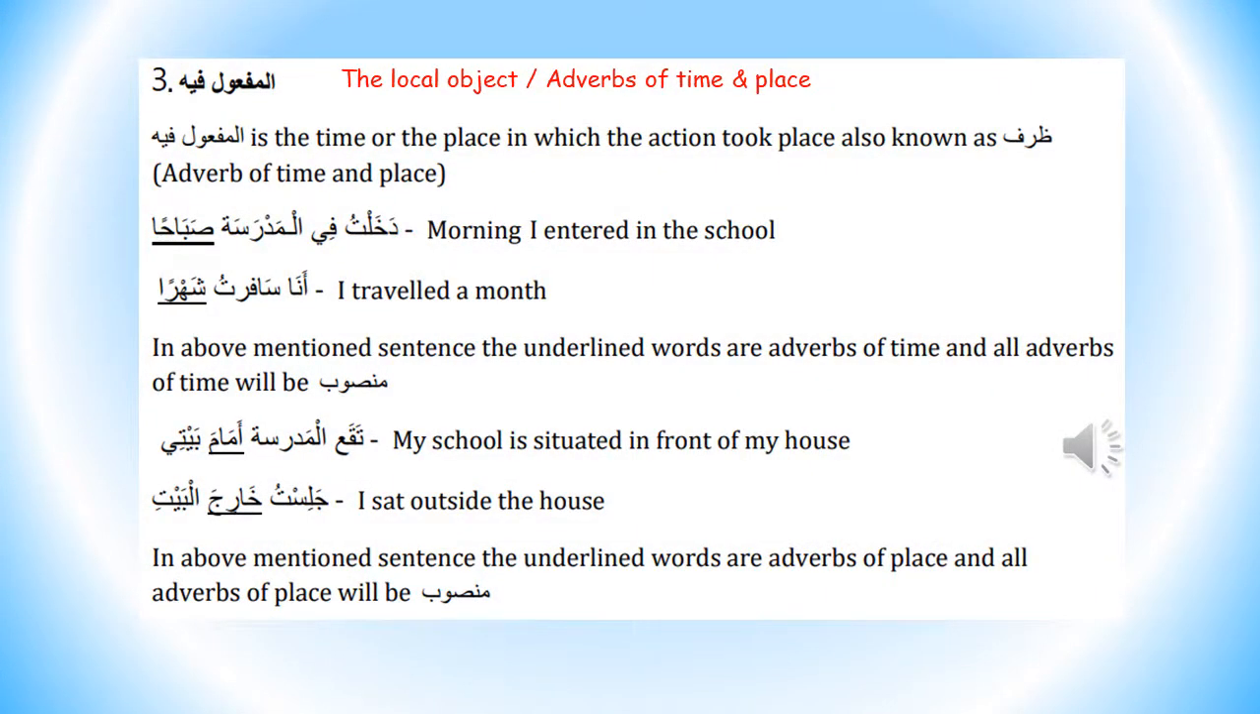The third one is al-maf'ul fihi. Al-maf'ul fihi means the local object. It means the adverbs of time and place are used as an object. Al-maf'ul fihi is the time or the place in which the action took place, also known as zarf, adverbs of time and place.